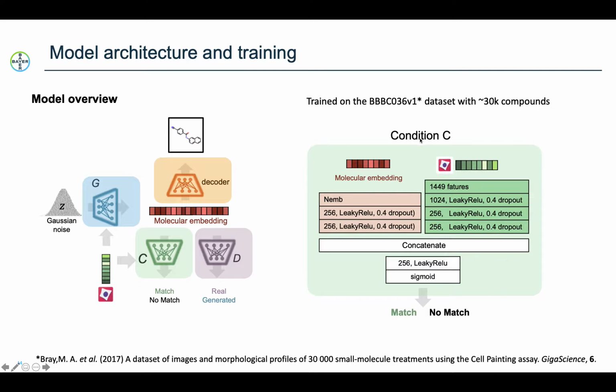Another detail is that this condition network is pre-trained before the adversarial training, and the weights are frozen during the training of the generator and the discriminator.